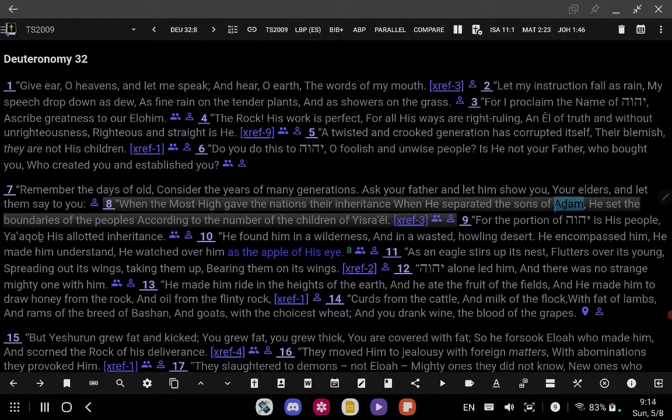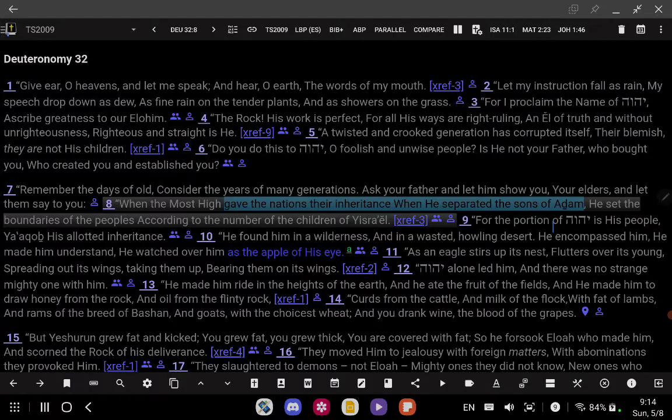In Hebrew, the word for man is Adam. Another word is Ish. He set the boundaries of the people according to the number of the children of Israel. Okay, so let's take a look at this. What's going on? So when he gave the nations their inheritance, when he separated mankind.